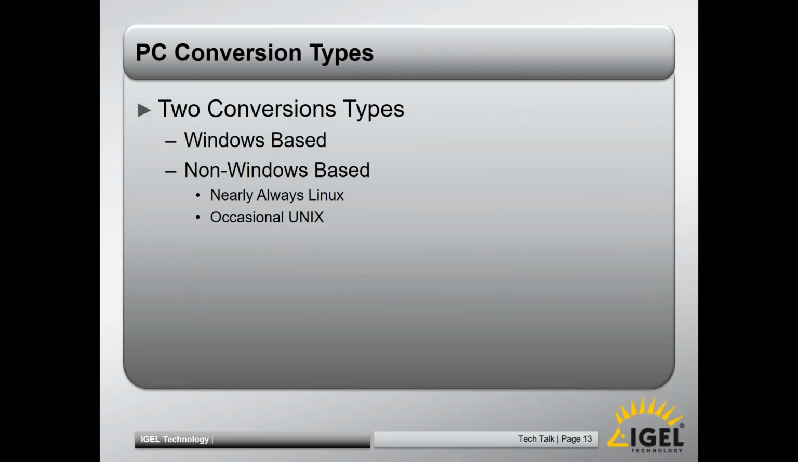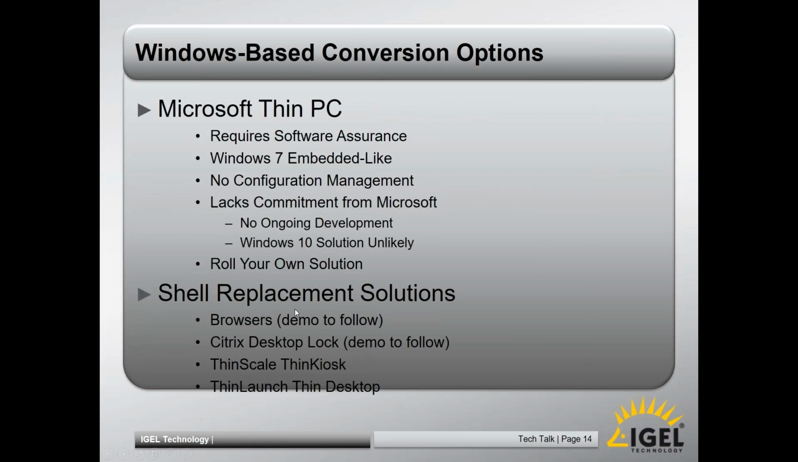Okay, so there's really two types of conversions. There's the Windows-based conversions, which I'm going to show you two ways of doing that here in a little bit. And then there's the non-Windows-based, which is usually always Linux or occasionally Unix. But that's it. So we have Windows and we have non-Windows. And so, the Windows story is really one of two things. It's either taking the Microsoft Thin PC, which is basically their operating system for thin clients that they sell to their thin client vendors, and making that available because you have the appropriate Microsoft agreement. The challenges with that are it requires an enterprise agreement, software assurance on whatever device it is that you're trying to convert.